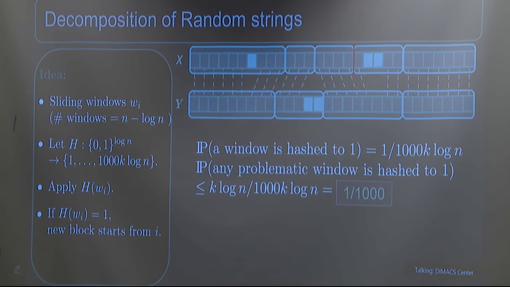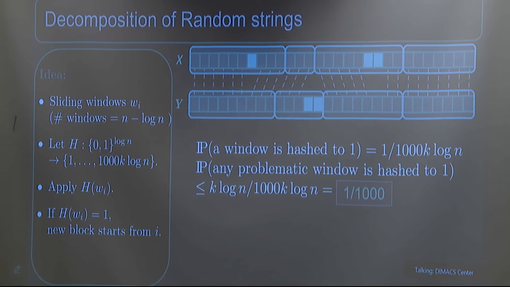Yeah, so by union bound, you have that the probability of any problematic window getting hashed to 1 is small. So we don't have this red condition, and with high probability, we are good to go.